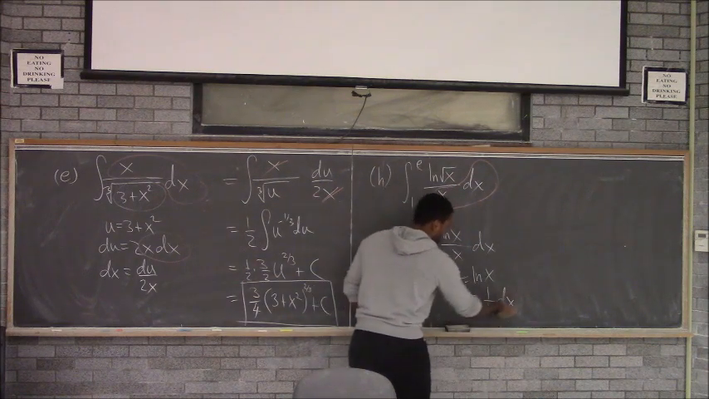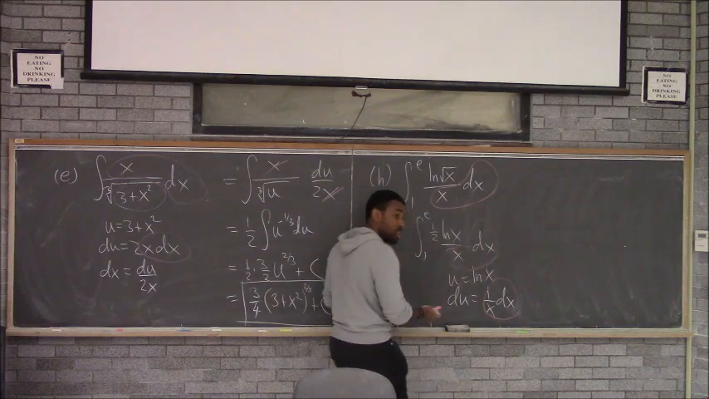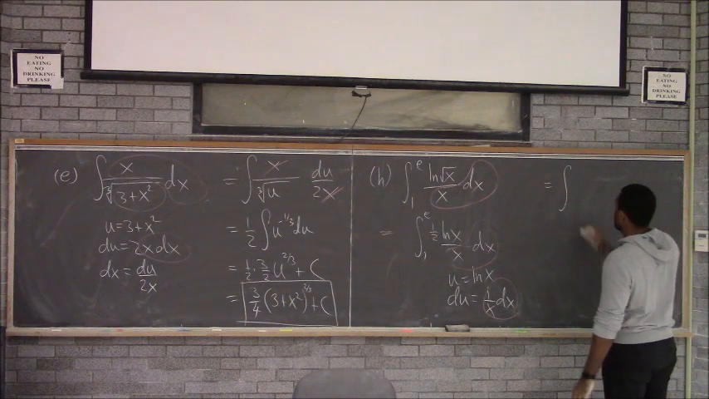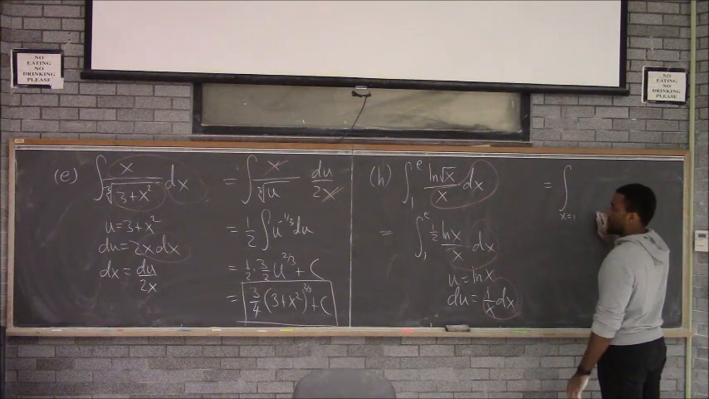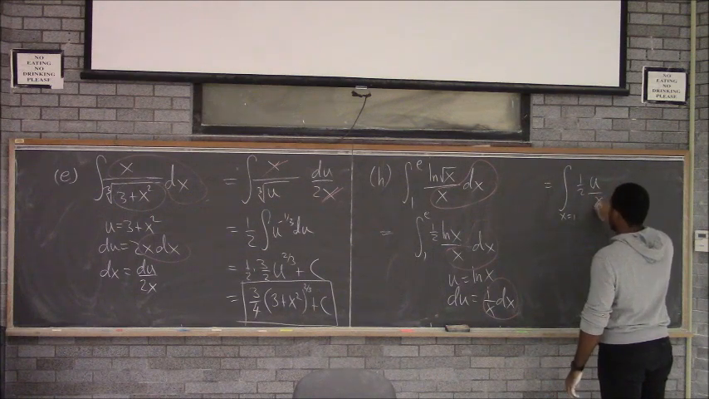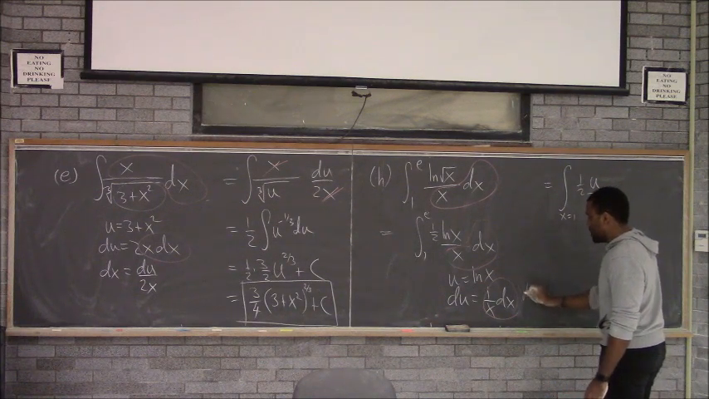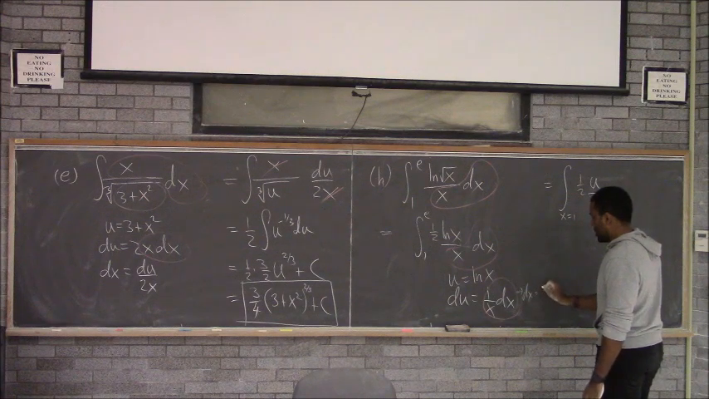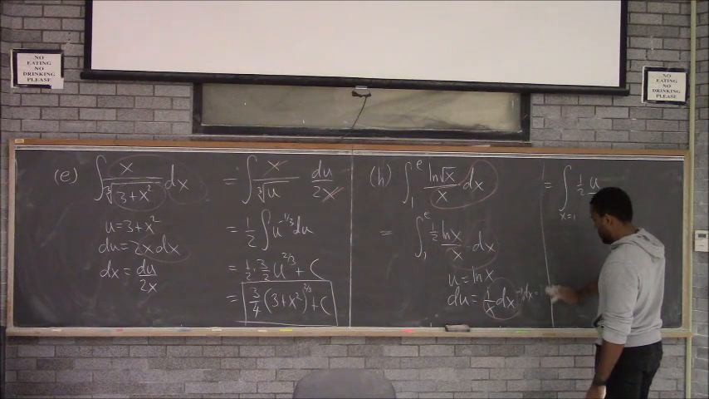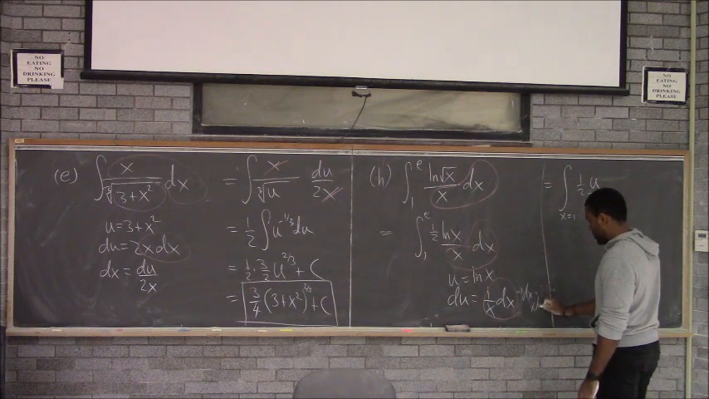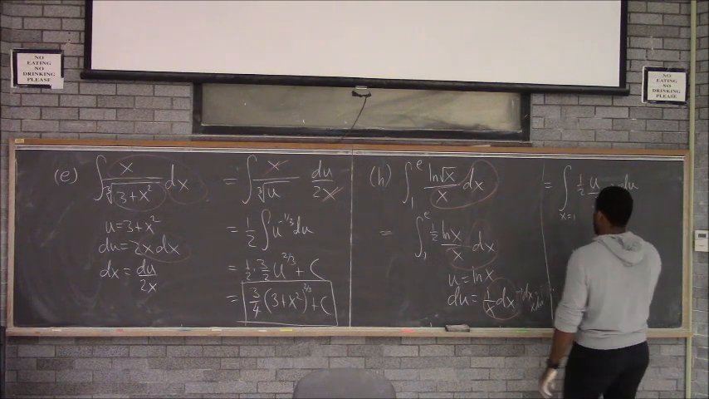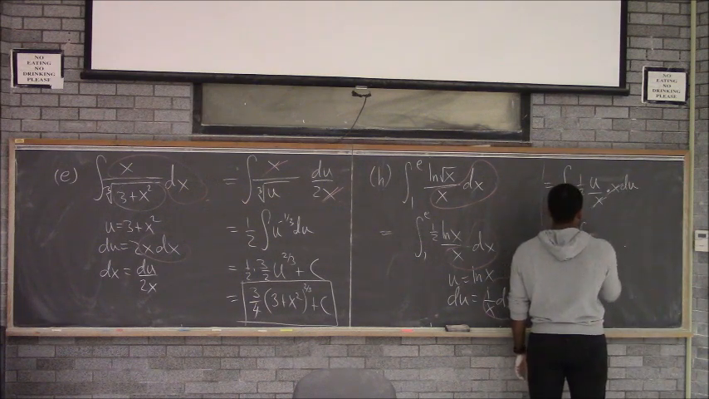And I have that guy right here. So this would be 1/2 u over x times, here I'm going to solve for dx, that's equal to x du. The x is cancelled. I have 1/2 u du.